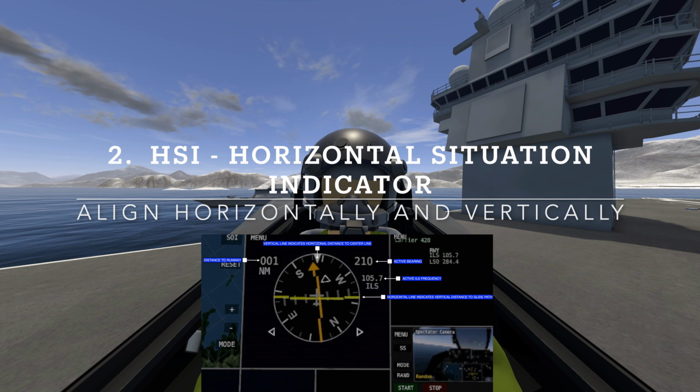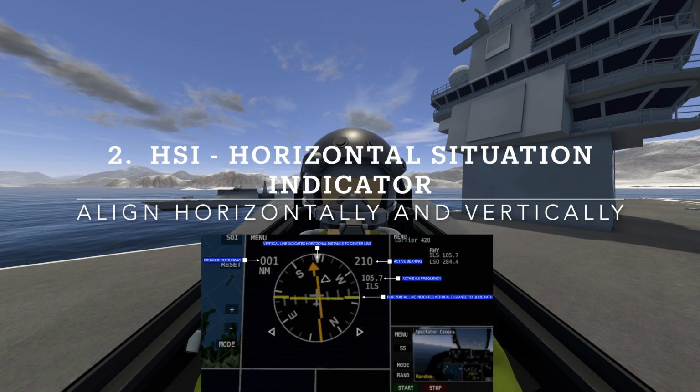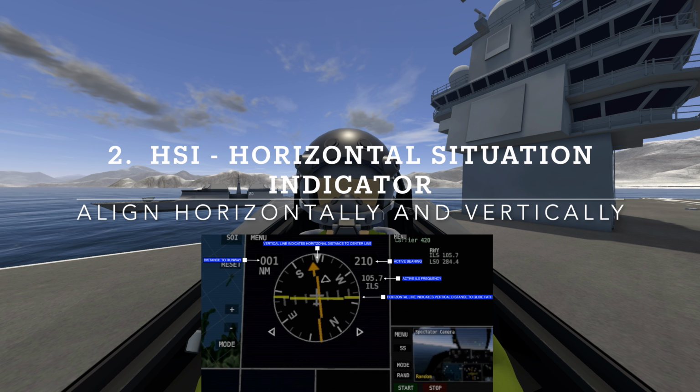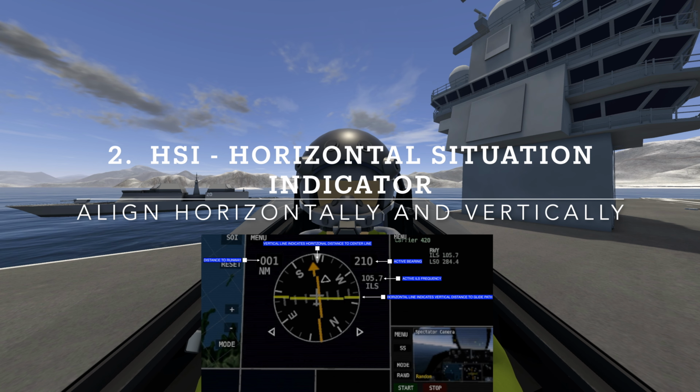2. HSI, Horizontal Situation Indicator. All VTOL VR aircraft have an HSI. This instrument uses the ILS information to show you several things: accurate horizontal alignment, your position on the vertical glide slope, bearing to the runway, and distance to the runway. However, you need an ILS frequency for the HSI to function.